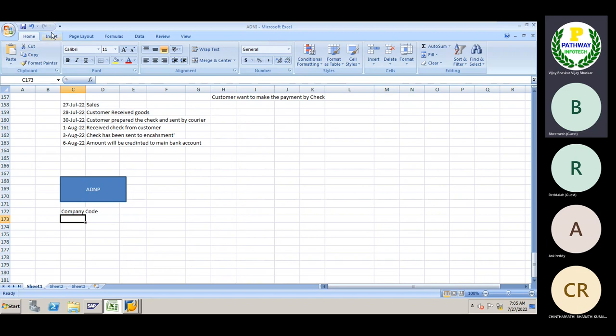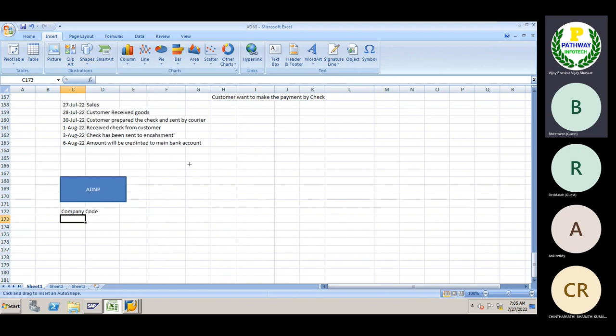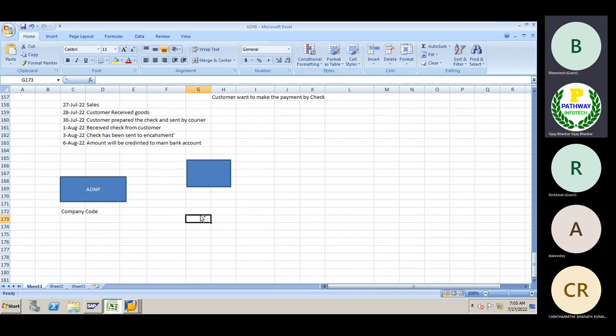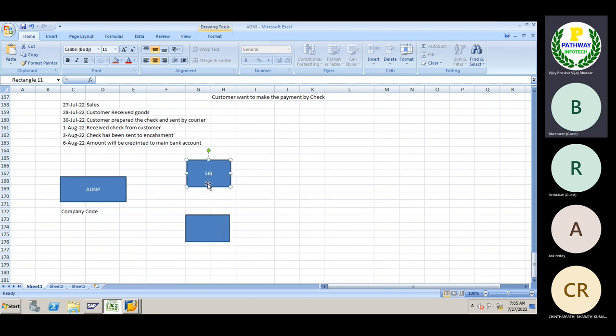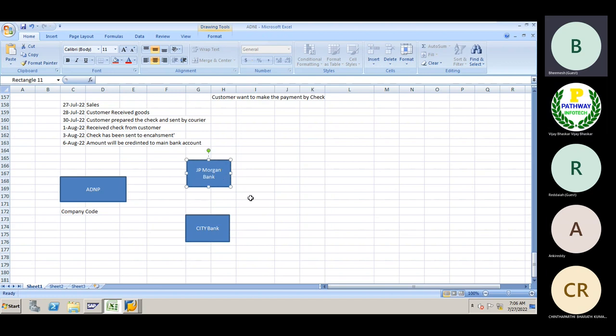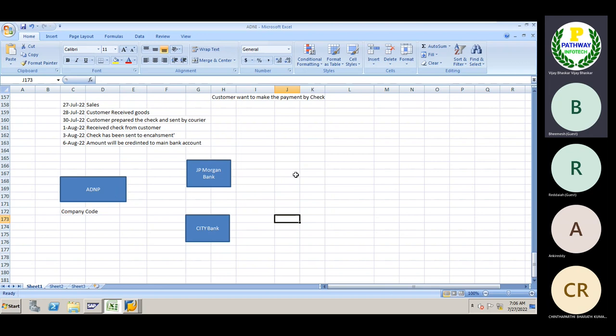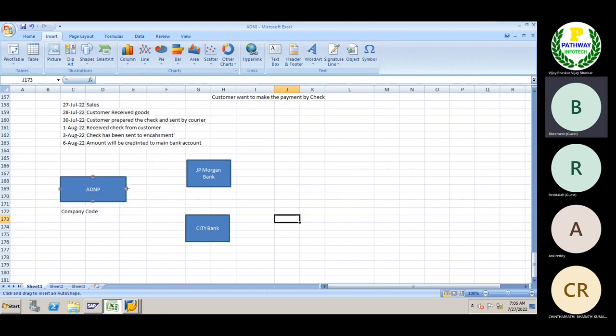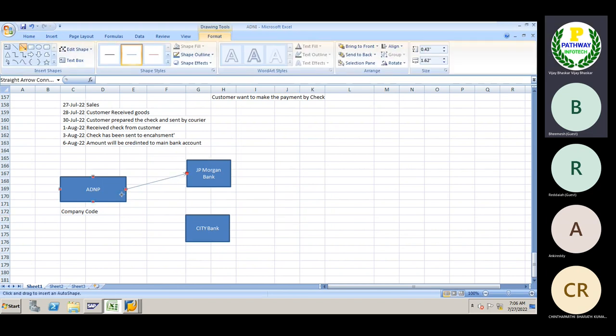Now, let's say for example, I have two bank accounts in my organization. One is the State Bank of India. Okay, let us assume the other is JP Morgan, and then there is Citibank. So for my organization, any transactions, either incoming payment or outgoing payment, go through these accounts. Now I have two bank accounts for my business organization.